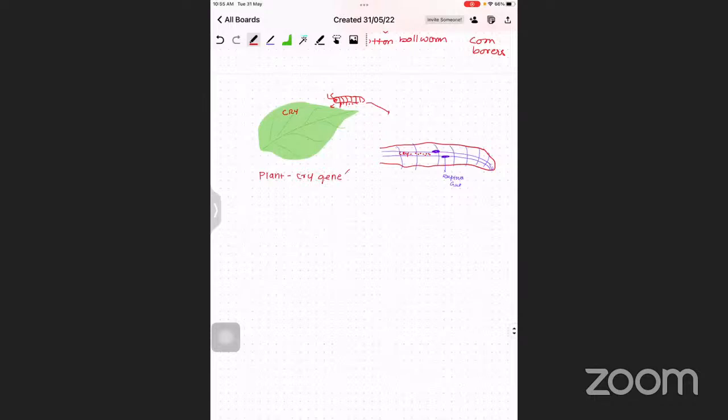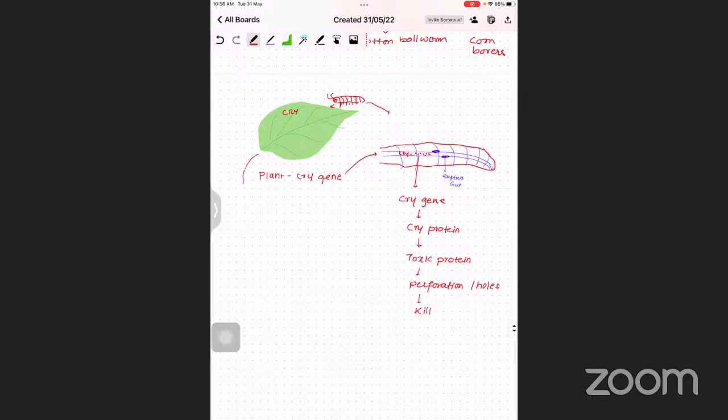Okay, once it feeds on that plant part, the cry gene will enter the gut canal and it will rupture the gut. How is it going to rupture? The cry gene will produce cry proteins. Okay, that is mRNA and protein. So cry proteins are toxic proteins. They create perforations, or holes, in the gut canal, and it will kill that insect.